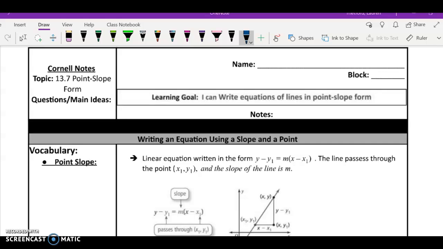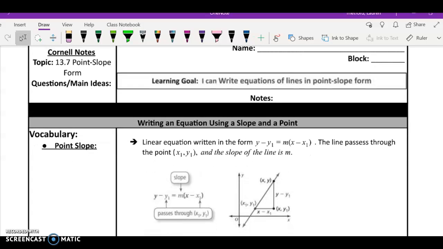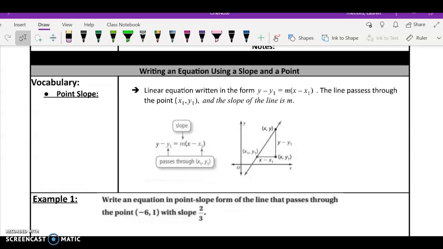Okay, so 13.7 is point slope form. So I can write equations of a line in point slope form. This is another type of equation for a line. And so our vocab would be point slope.